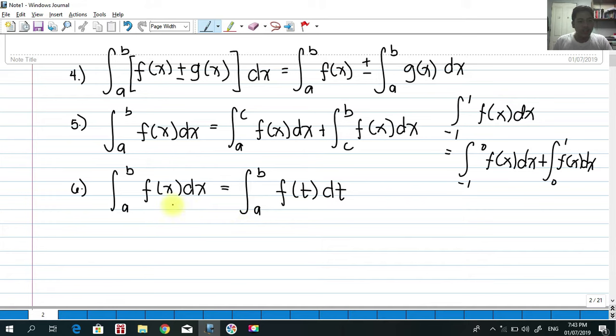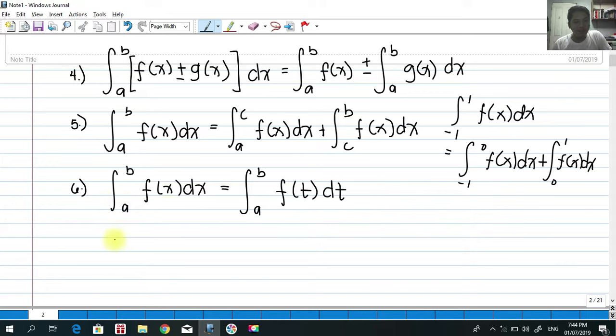So for number 6, we have the integral of f of x dx evaluated from a to b. That is only the same if we evaluate the integral in terms of t. Here, our variable is in terms of t, so that's why we have dt here. Here, our variable is in terms of x. If it's the same function but the variables are different, it is still equal.